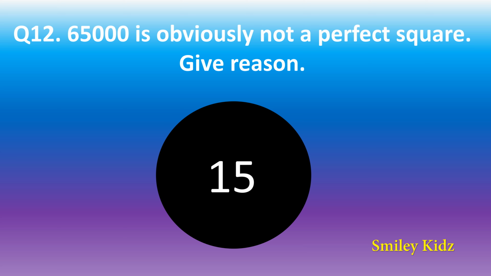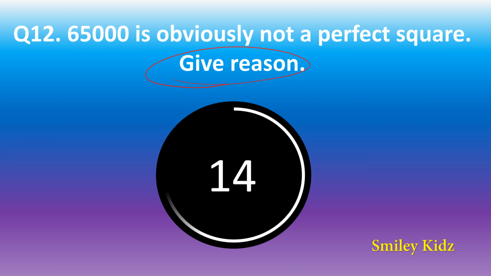Question number 12. 65,000 is obviously not a perfect square. Give reason. Your time starts now.